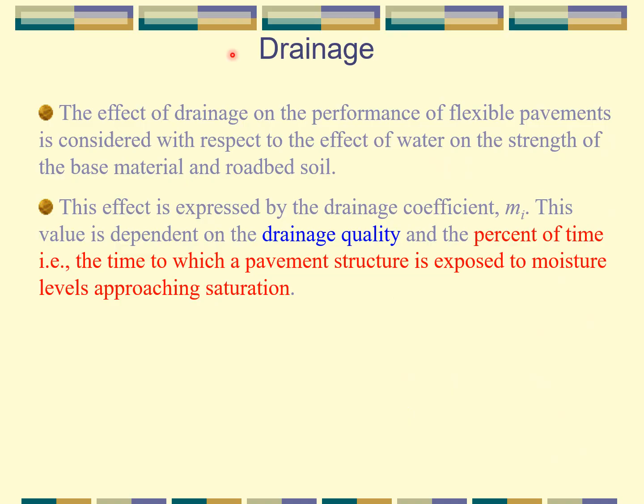Then comes the drainage. The effect of drainage on the performance of flexible pavement is considered with respect to the effect of water on the strength of the base material and roadbed soil. This effect is expressed by the drainage coefficient m sub i. This value is dependent on the drainage quality and the percent of time. And the percent of time means the time to which a pavement structure is exposed to moisture level approaching saturation.